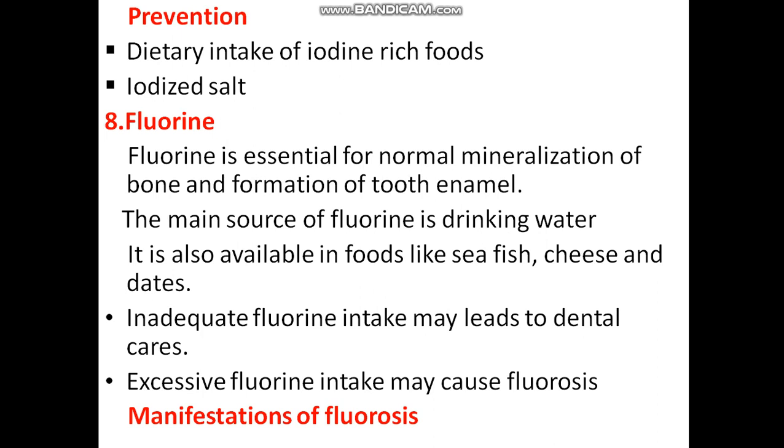Eighth one is fluorine. Fluorine is essential for the normal mineralization of bone and formation of tooth enamel. The main source of fluorine is drinking water. It is also available in foods like sea fish, cheese and dates.